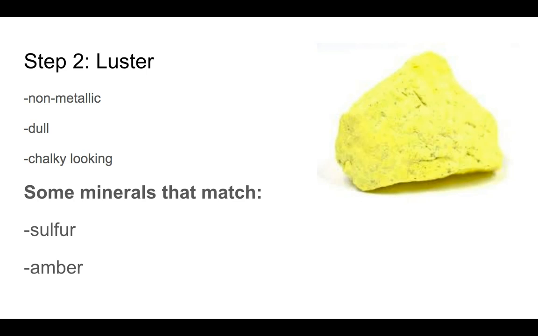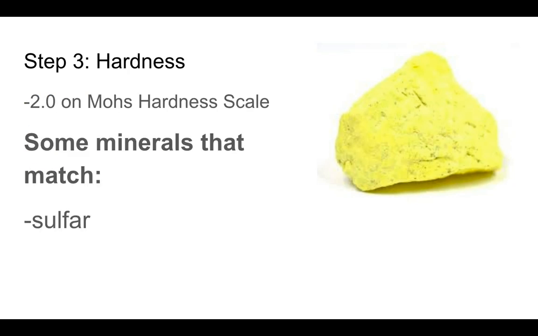So as you can see, with just those 2 steps, we can narrow down some minerals really quickly, which is really helpful. And then we go to hardness, and this is where we really find out what type of mineral we can have. So I used this mineral and I tested it on the Mohs hardness scale. I used something to scratch it and it left a mark, and I found out it's actually a really weak mineral. It's only a 2 on the Mohs hardness scale.